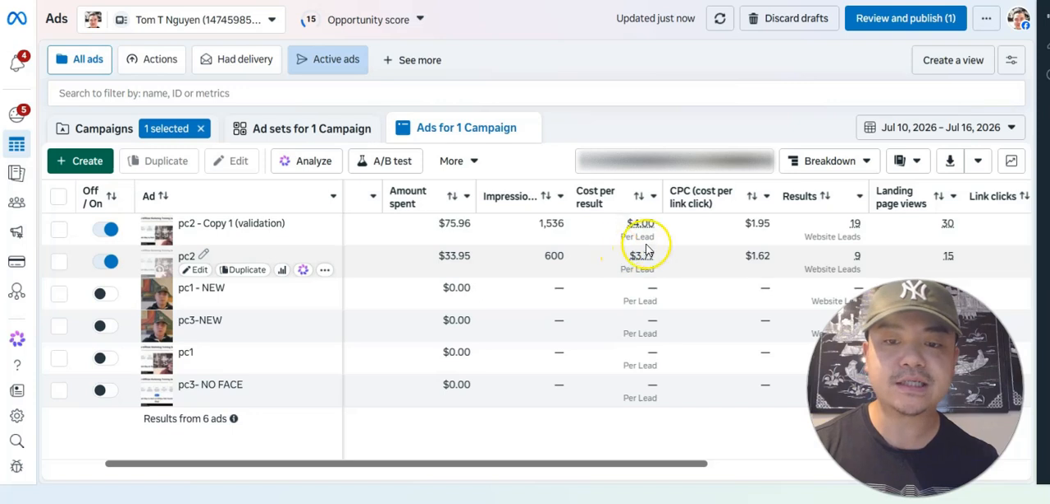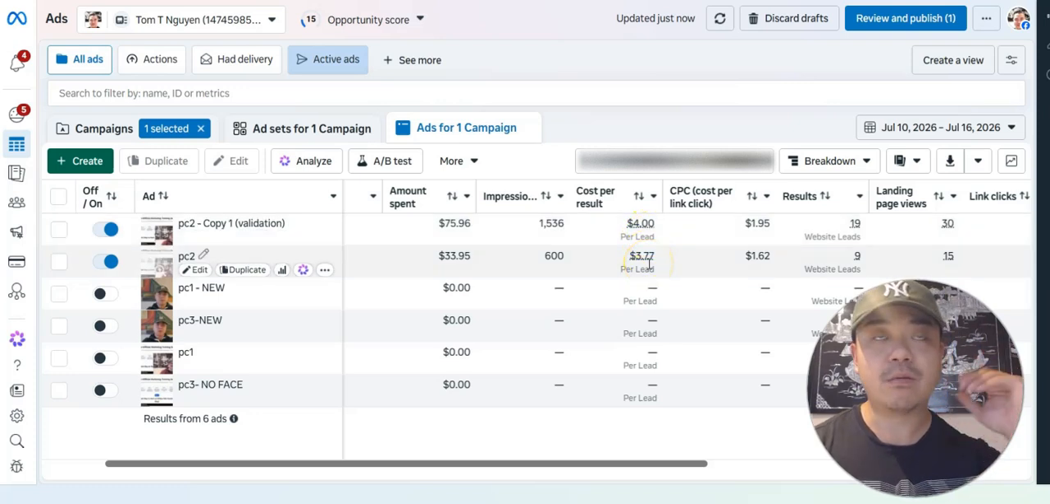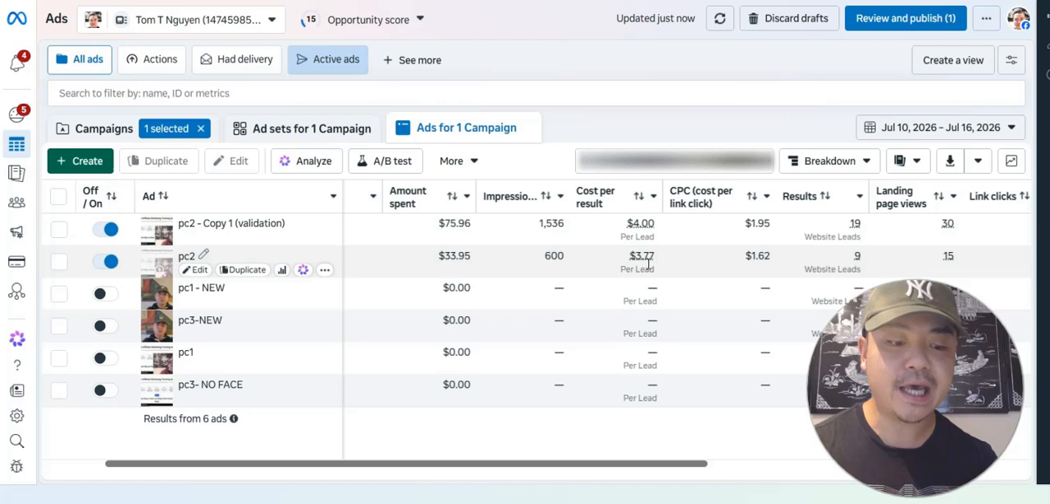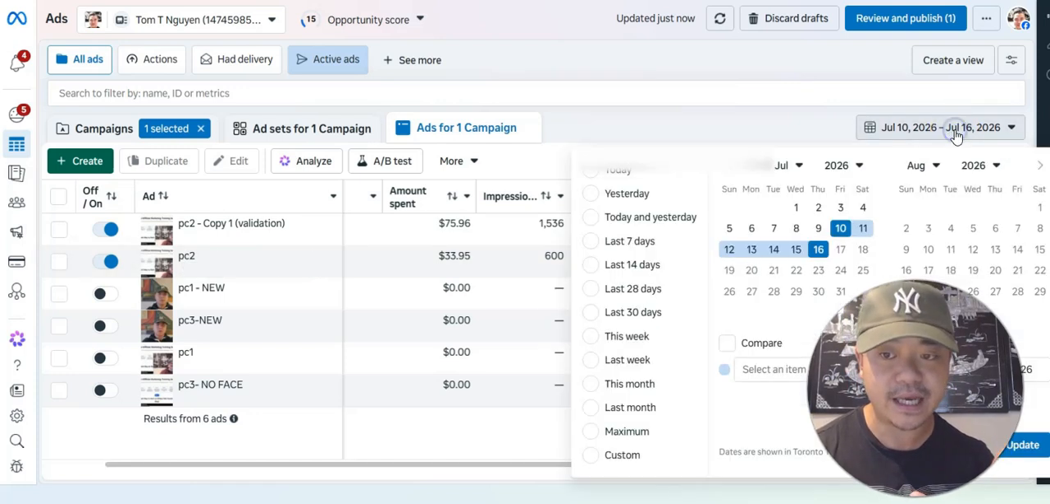So the cool part is that you guys can see that these are healthy, right? Within 7 days, $4 and $3.77. Anything more than $5, I'm going to turn it off. But it depends on how long you run it and how you're viewing the data. So for example, 7 days, this is just 7 days.